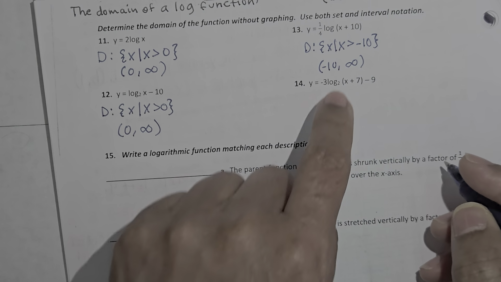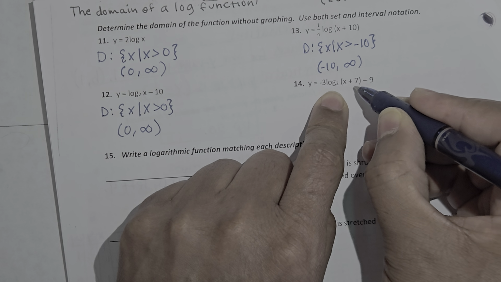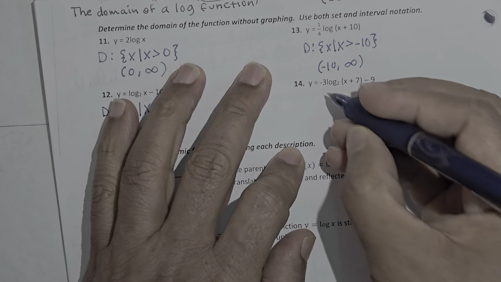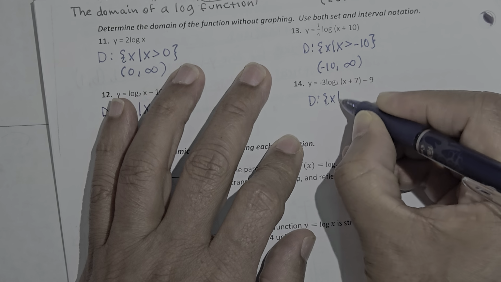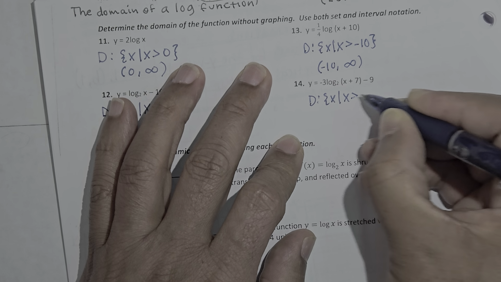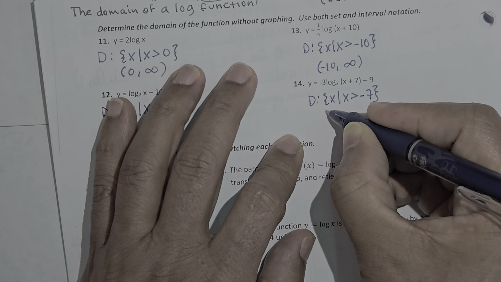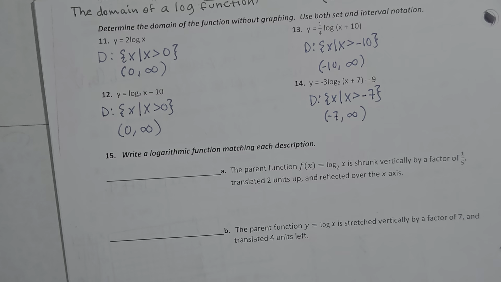Okay, last example. Again, only pay attention if there's a parenthesis. If there is one, then that means it doesn't go from the origin. So there's a plus 7 here, so that means it goes from negative 7. So then we say the domain is x such that x is greater than negative 7. And this is set notation; interval: negative 7, comma, infinity.